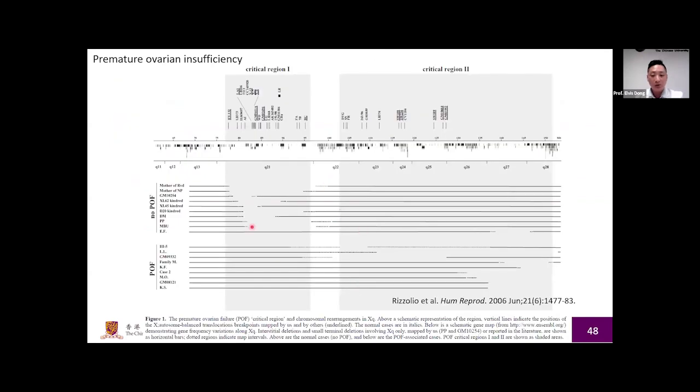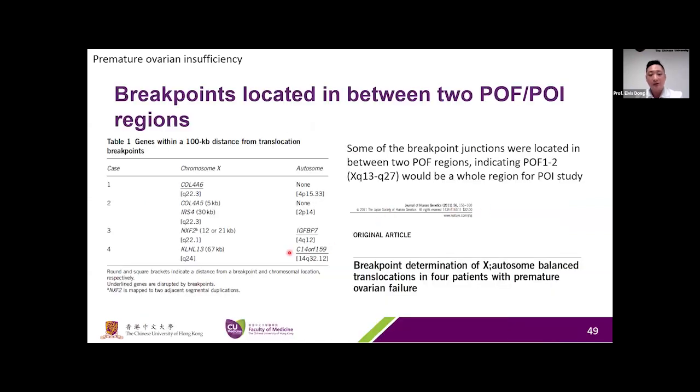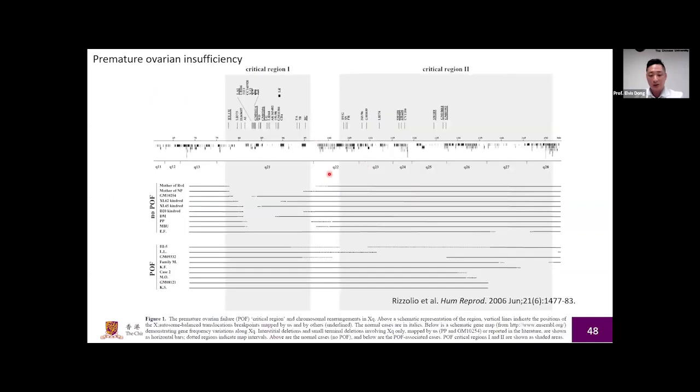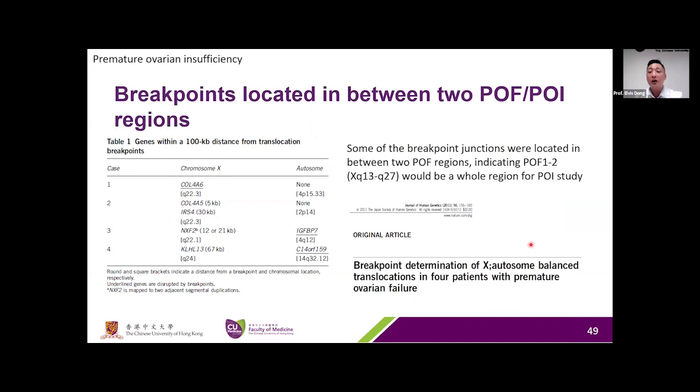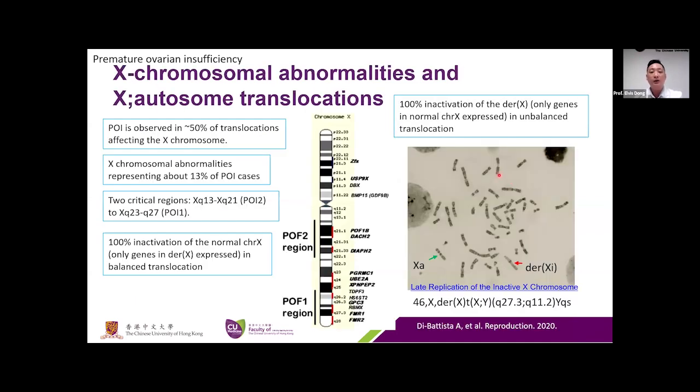And then they did FISH, because at that time they didn't have sequencing methods available. They narrowed it down to two regions. But later on, when sequencing methods became available, they claimed that these two regions might be merged together, so there would not be a gap in the middle. So this whole region might have some factor that contributes to premature ovarian insufficiency itself.